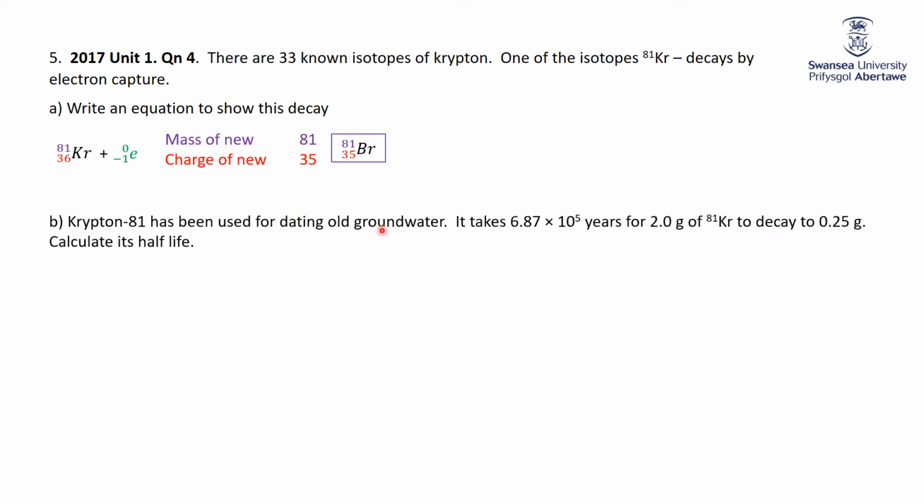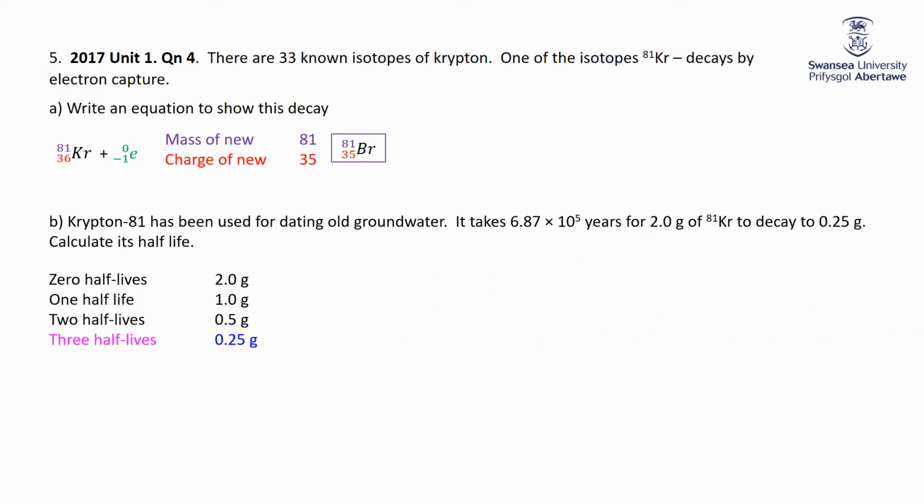Again, we've now got to look at the half-life. It takes 6.87 times 5 years for 2 grams to decay to 0.25 grams. Calculate the half-life. Well, at 0 half-lives, we've got 2 grams, so after 1 half-life, we'll have 1.